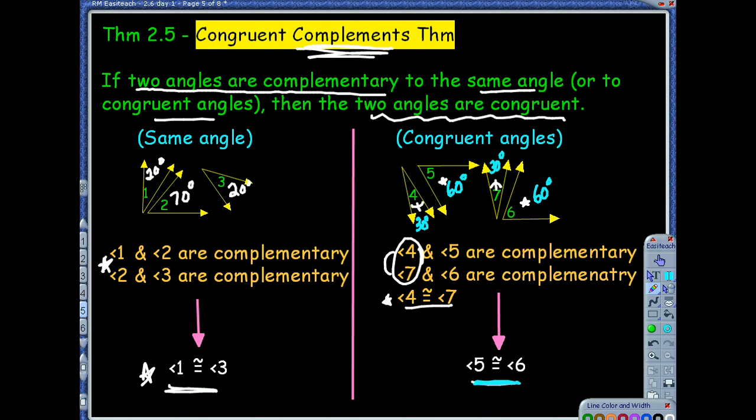Perfect. All right, again, stressing the fact with the congruent complements and supplements theorems, you have to be given two sets of complementary or two sets of supplementary angles before you can do anything. Right.